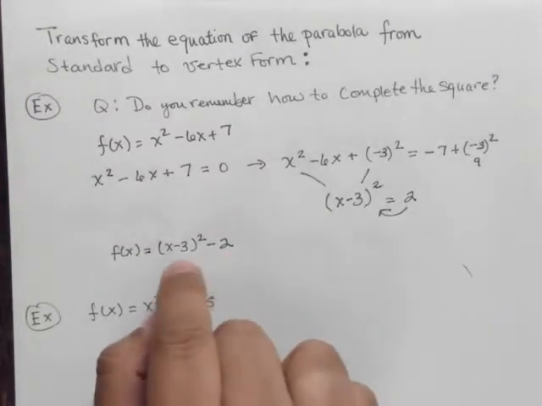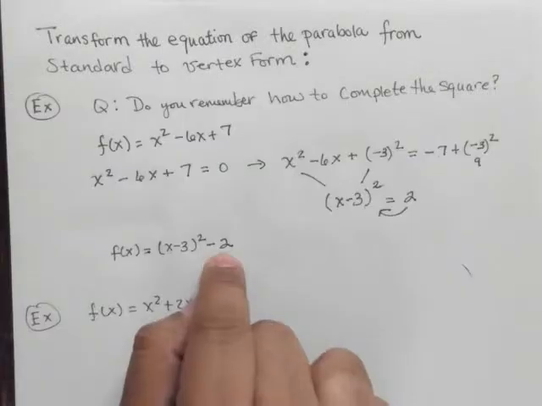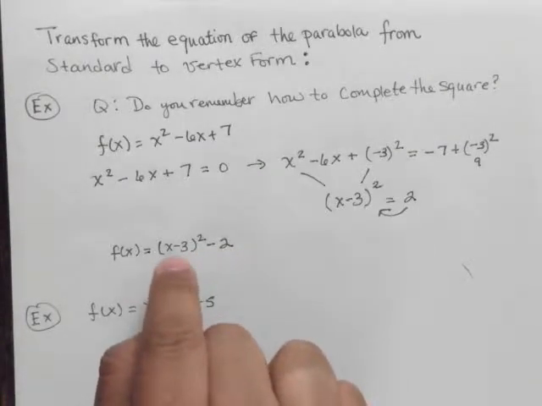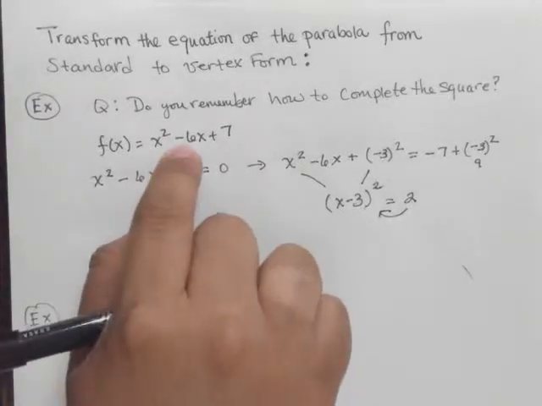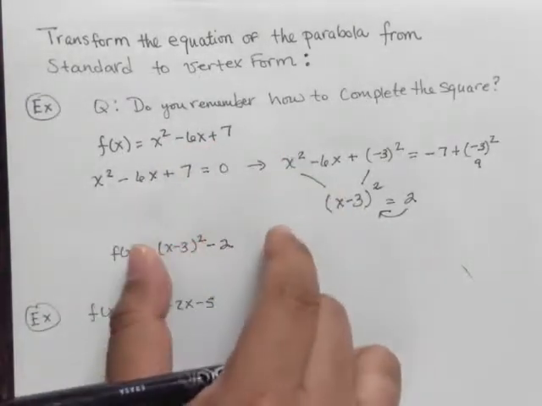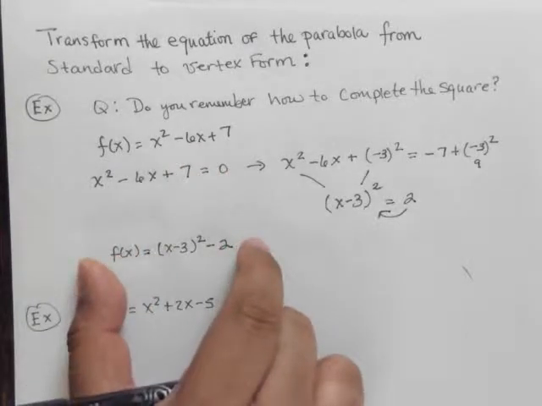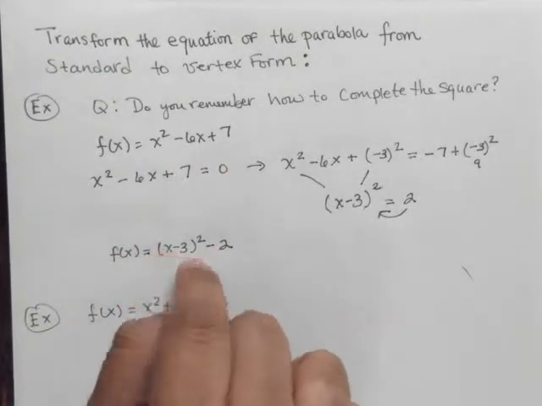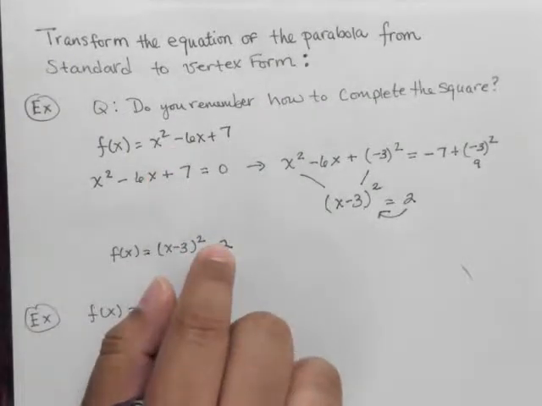So let's talk about this for a second. If you do the binomial squared here, you get x squared minus 6x plus 9, and then subtract 2, and you end up exactly with this right here. So we have now completed the square, and we have our function, which was in standard form, now in vertex form.